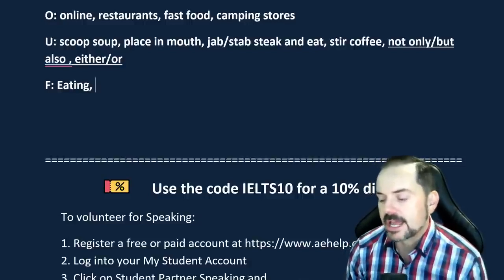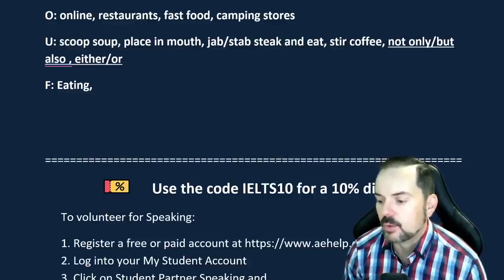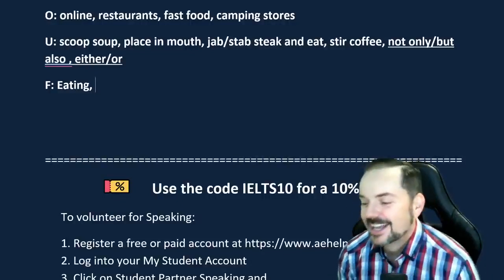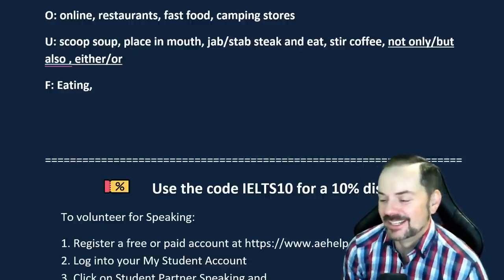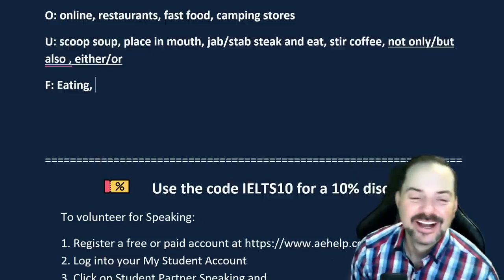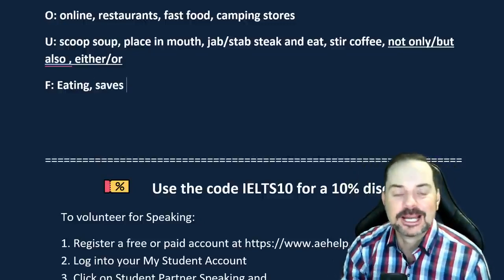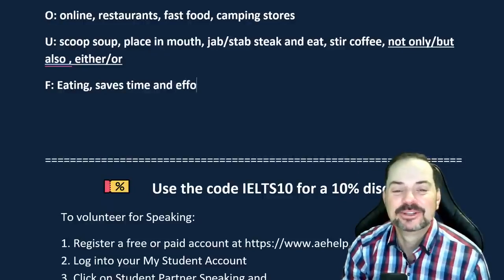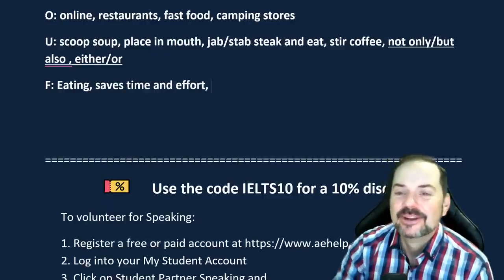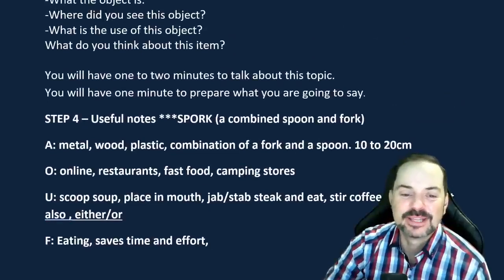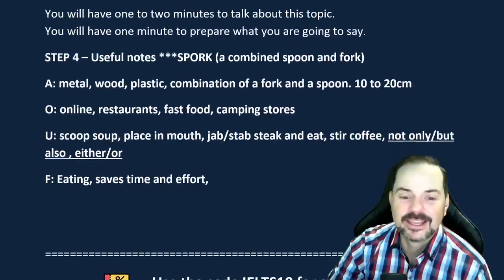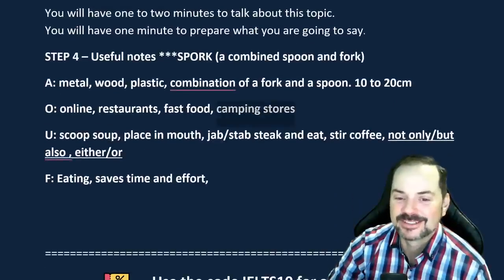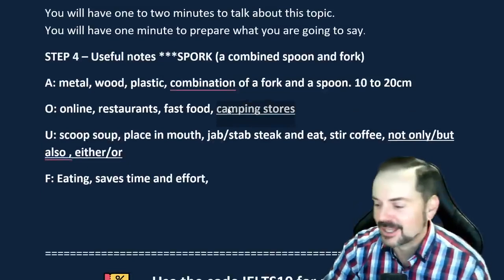Zarina says it's more handy. Why, Zarina? When you say an idea like it's more handy, think about why. Baljeet says lazy to carry two of them separately. Amra says it saves time and effort. Sure, but why? Okay, why would the spork save time and effort? Remember what I said, that one of the places where you find the spork often is in camping stores. Okay, so that's one of the locations.